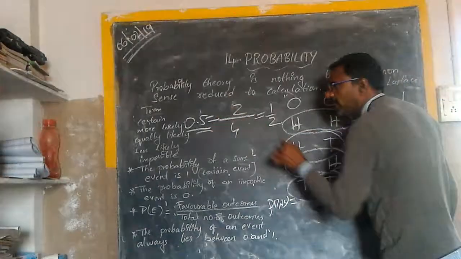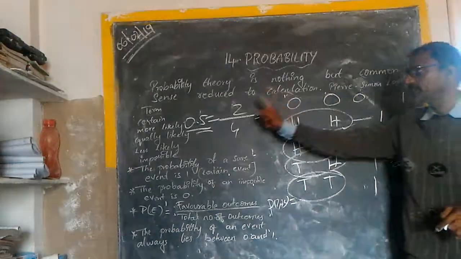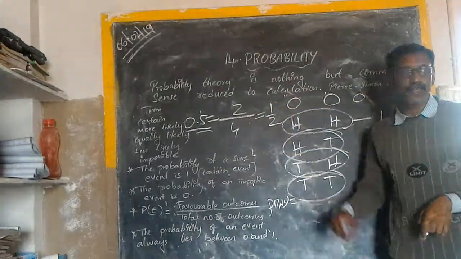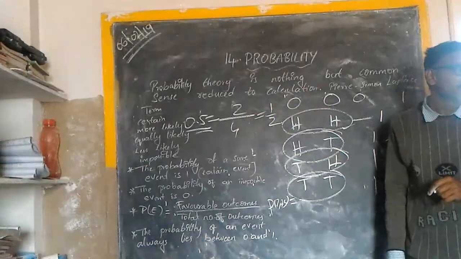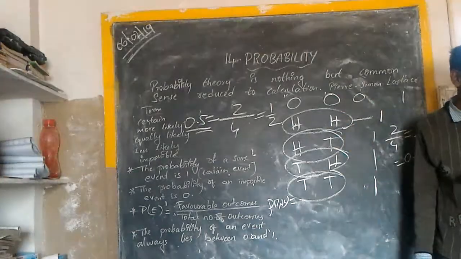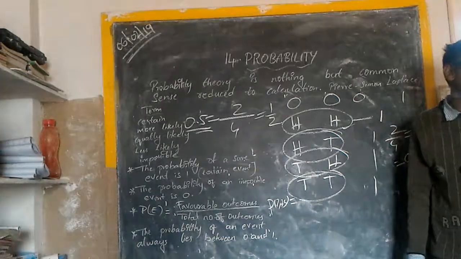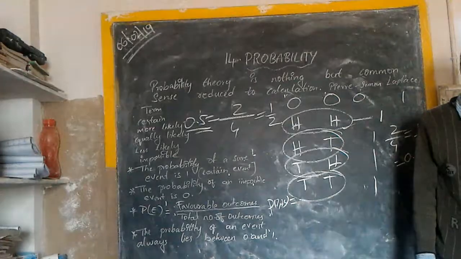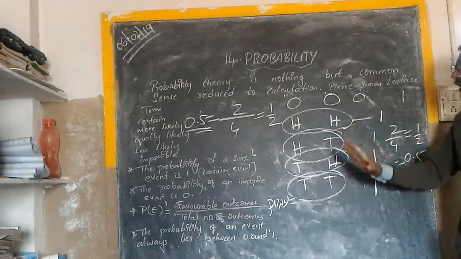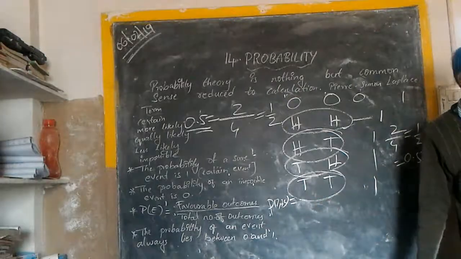0.5 plus 0.5, how much? Sum of probabilities. This is one probability, this is other probability. In an event, 0.5 plus 0.5 is nothing but what? 1 only. 1 by 2 plus 1 by 2 is nothing but what? 1 only. That means the sum of probabilities in a particular event is always equal to 1. Is it clear? Yes, sir. That's the reason Simon Laplace says that probability is nothing but common sense reduced to calculation.